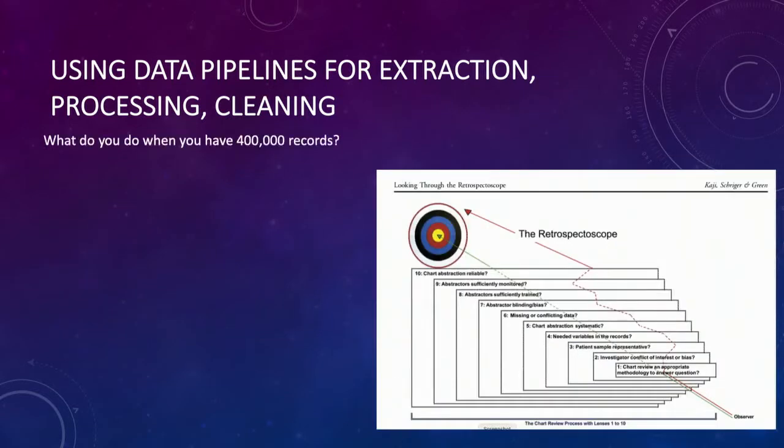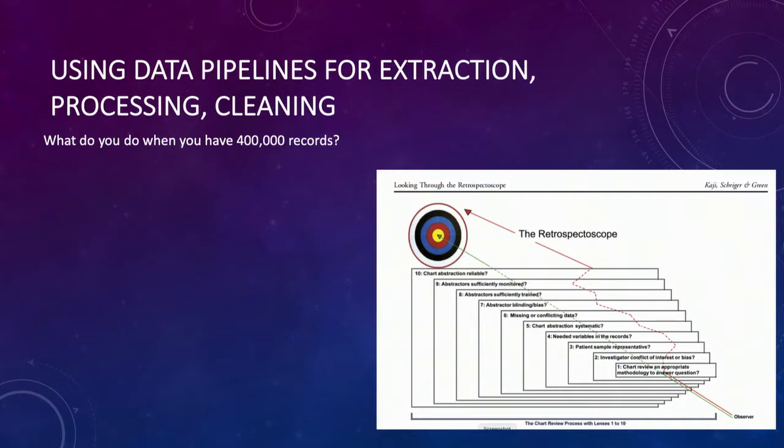So what do you do when you have 400,000 records? The slide I'm showing is a diagram from one of the most cited Annals of Emergency Medicine papers, Kaji et al., on methodologic standards for how to do retrospective research.